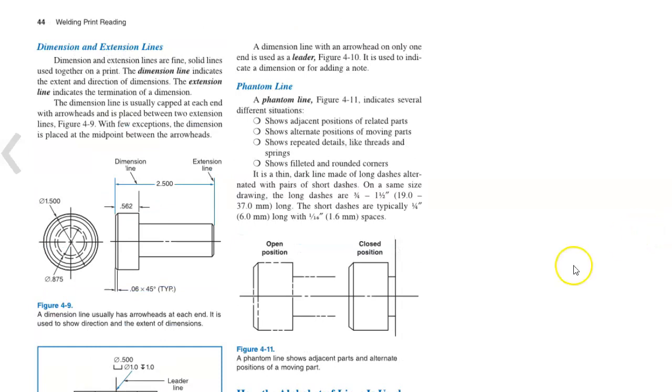A dimension line with an arrowhead on only one end is used as a leader. It is used to indicate a dimension or for adding a note.